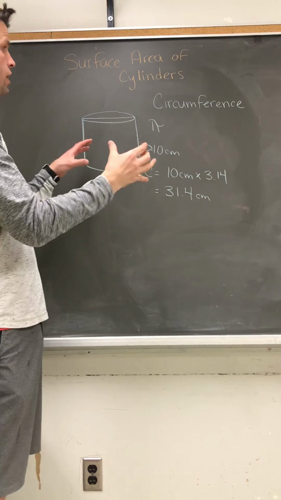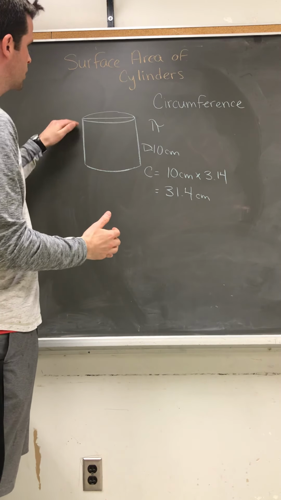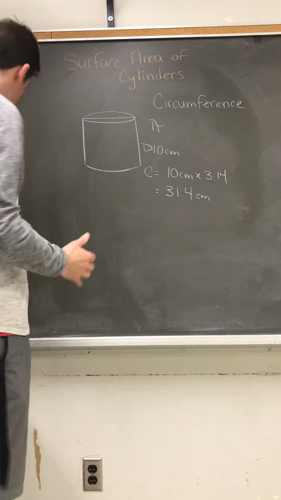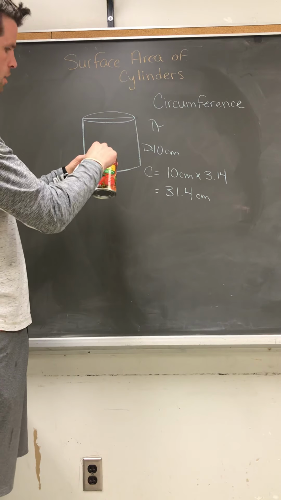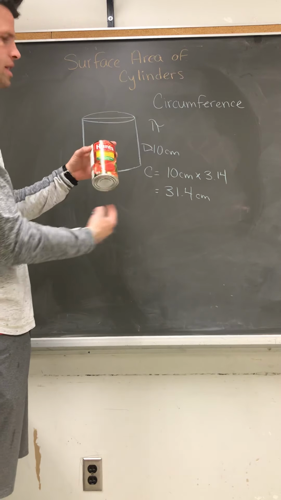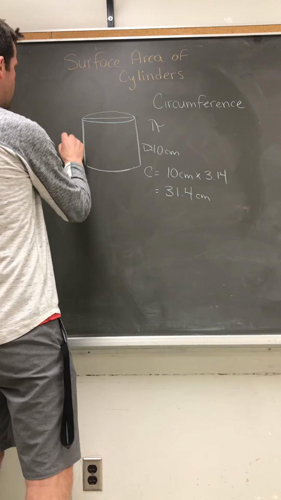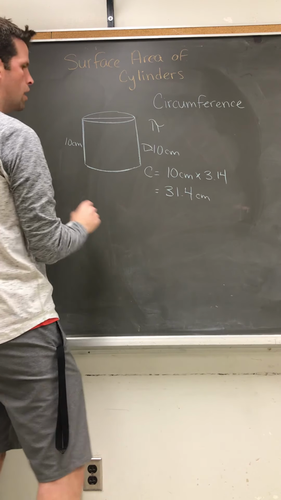If we want the surface area of this cylinder, we times the circumference of this circle by how tall this cylinder is. Because essentially we just have a whole bunch of circumferences stacked on top of each other here. And that's going to give us the area of the outside of this cylinder. So again, let's use nice easy numbers. Let's say that this can is 10 centimeters tall.